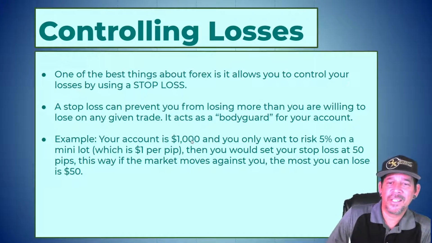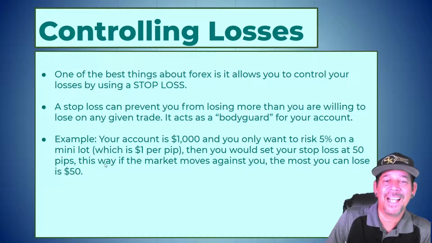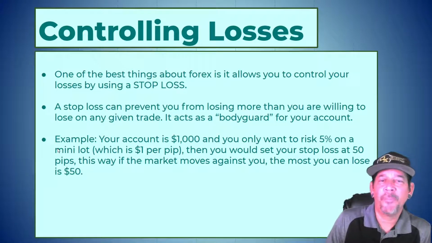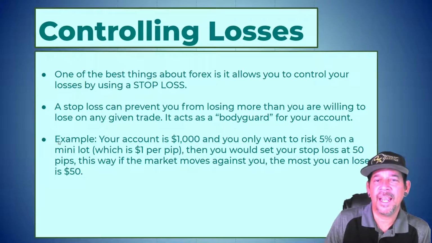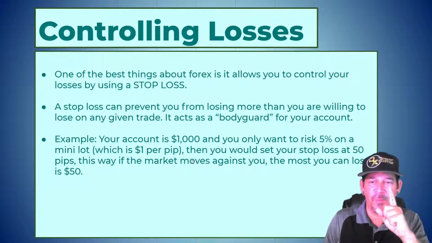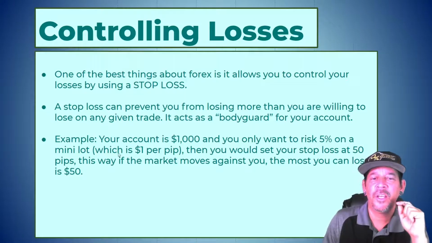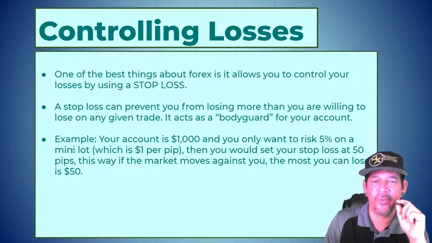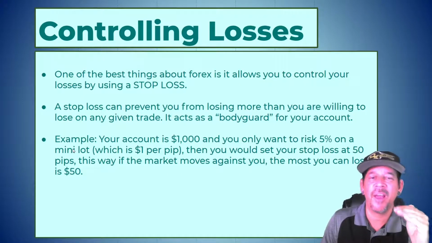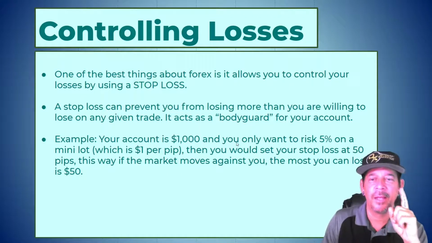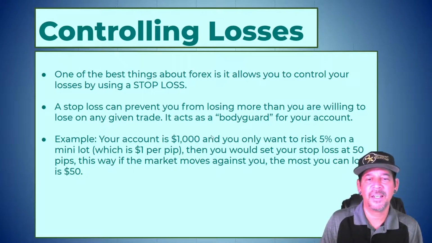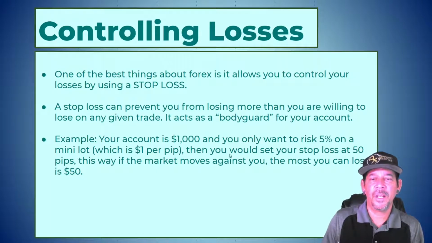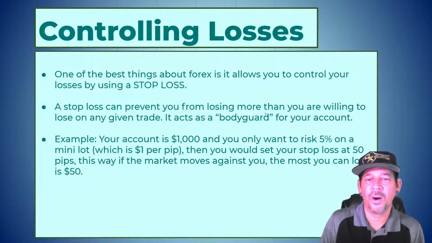So if your account is $1,000 and you only want to risk 5% on a mini lot, if you guys remember, a mini lot is a 0.10, and it's how much per pip? If the market moves 1 pip in your favor, you make $1 for every mini lot. For a mini lot, for every pip movement, you make $1. So if we want to risk 5% of our $1,000 account on a mini lot, which is $1 per pip, then that would mean that our stop loss, or our bodyguard, would be set at 50 pips.